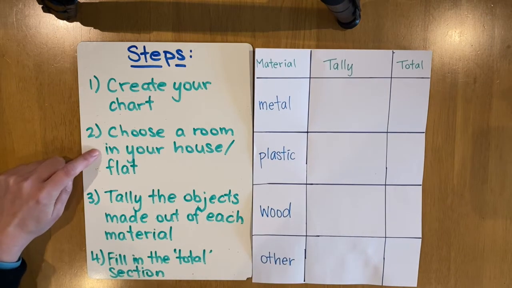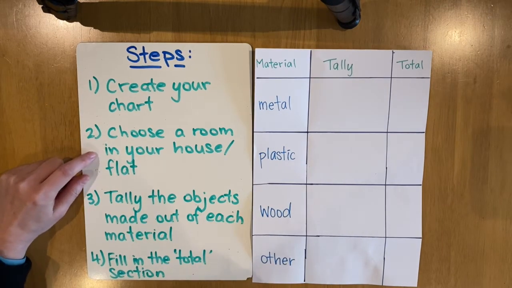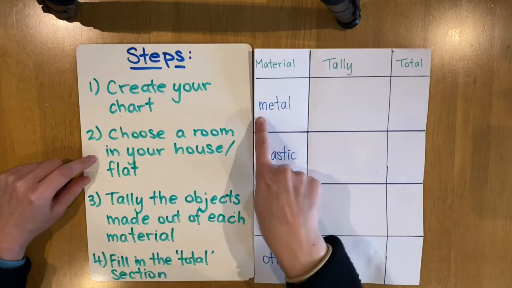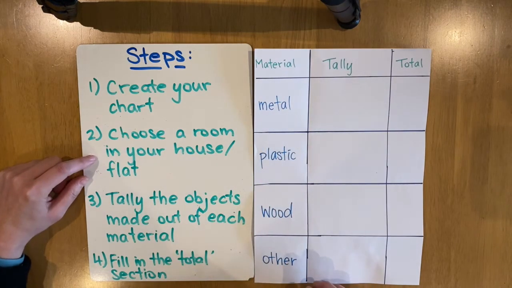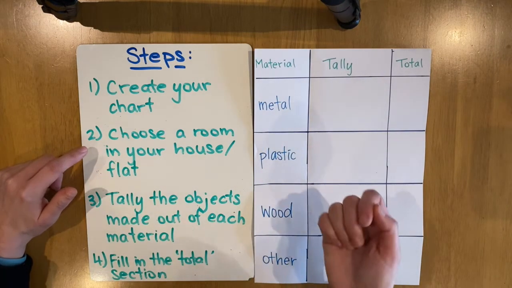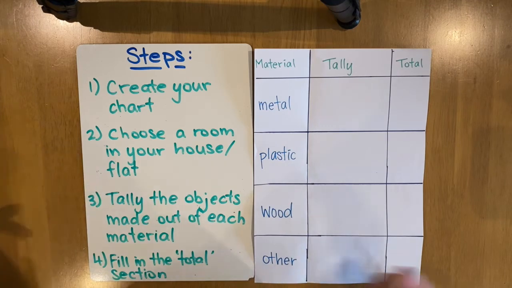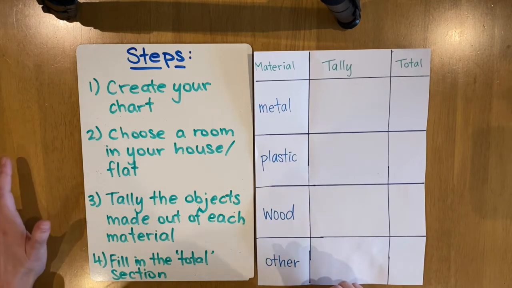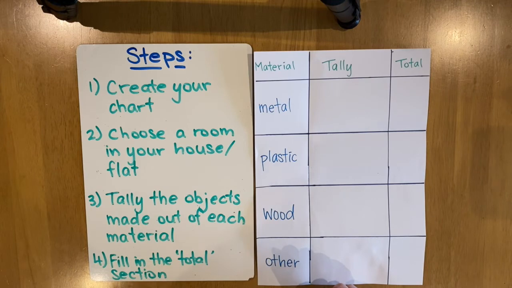Step 2, you're going to choose a room in your house or your flat. So you're not going to count all the metal objects in your entire house, because I just looked in my cutlery drawer and I already saw like 100 different things made of metal. So you don't want to count all of the objects in your entire house, because that will be too many. So just choose a room. You might want to choose your living room or your bedroom, or maybe your kitchen.